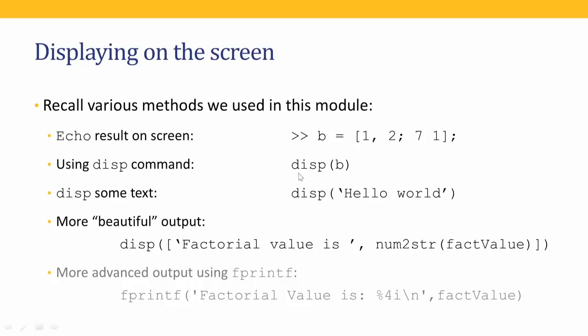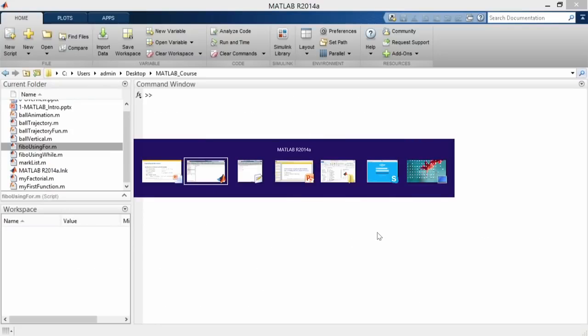The other way to display is using the command DISP display. It is going to display the contents of this variable b on the screen. The third way is to use display in a more advanced version, and display can be used in order to display certain text, such as DISP hello world will display this particular text on the screen. And that idea can be used to make a more beautiful output. So, let us go to MATLAB and look at this.